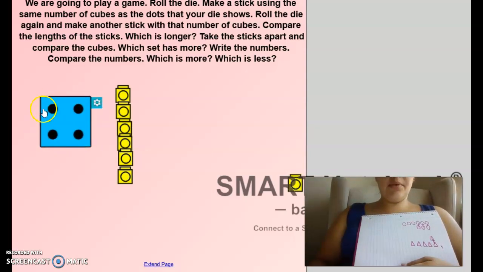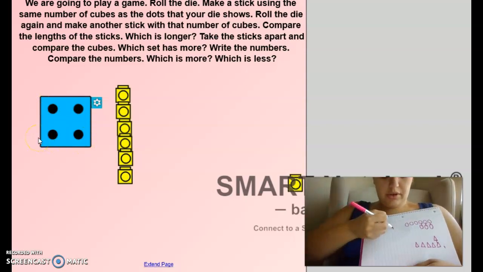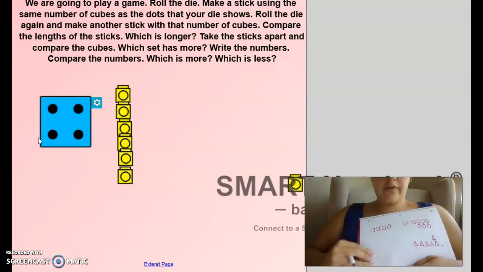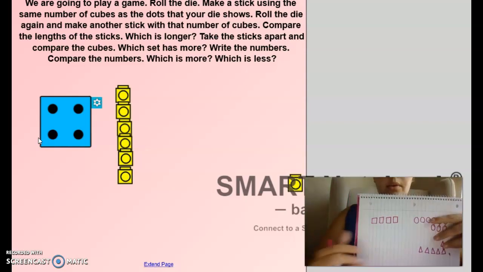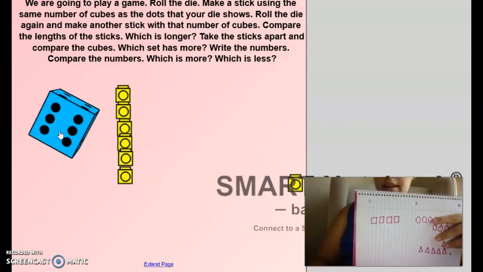Okay, let's count. 1, 2, 3, 4. I want you to draw 4 squares. 1, 2, 3, 4. Okay, and we'll roll the die again.